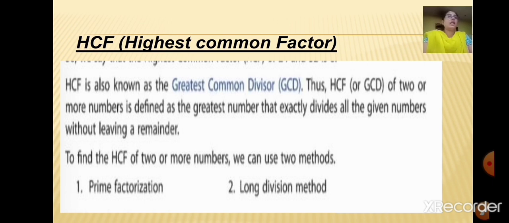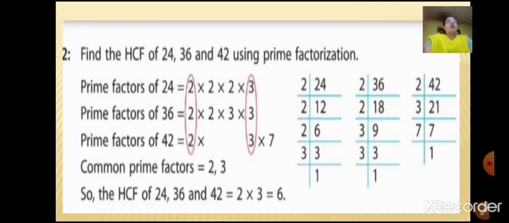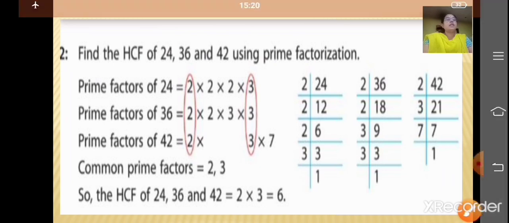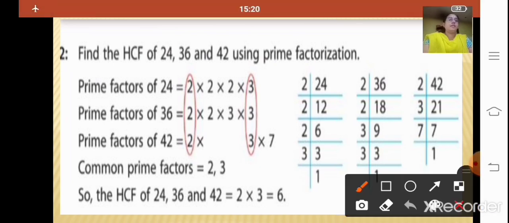Let us take a quick look at how to find the HCF of numbers by prime factorization as well as by the long division method. Now, here is an example to find the HCF of 24, 36 and 42 using the prime factorization method. The first thing is we will find the prime factors of the number 24. So we'll take the prime numbers.